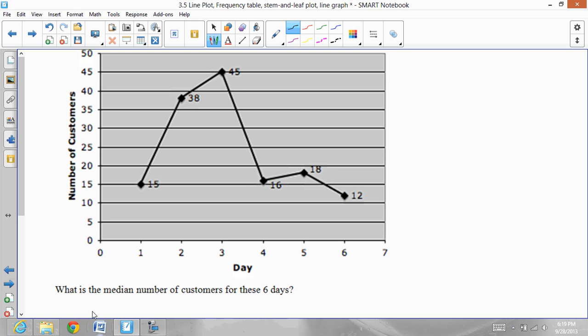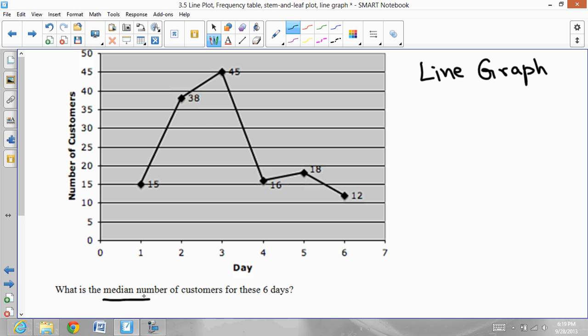Now focus on this question. What is the median number of customers for these 6 days? So you have a graph, and the graph in this case is called a line graph. Understand the difference between a frequency table, line graph, and a line plot. You have seen all 3 of them within this lesson 3.5. So this is a line graph because you are using a line in a graph to make it a line graph. Now the question is, what is the median?